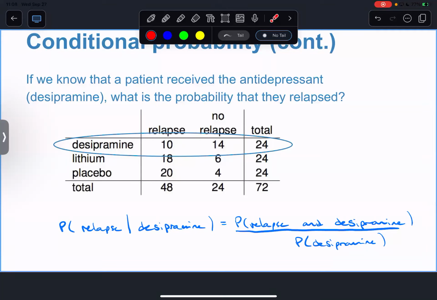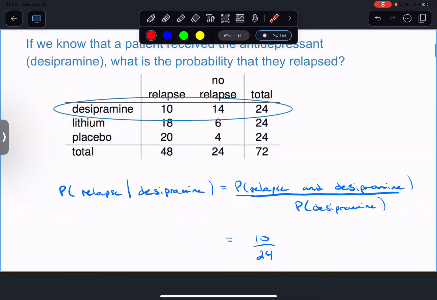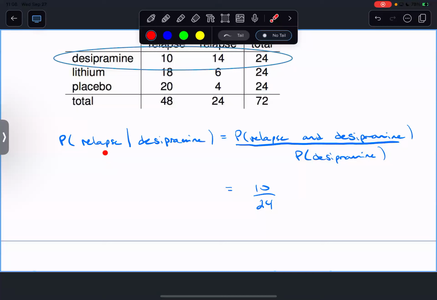And so we said, okay, if we know that a patient received the antidepressant, desipramine, what's the probability that they relapsed? And so now what you want to do is translate that into that conditional probability statement. Because we're saying, okay, well, here we know that they received the antidepressant. Now, what's the probability that they relapsed? So if we map that into the formula, and I'll scoot it up a little bit, we can rewrite that as what's the probability that they relapse given that they were given desipramine.